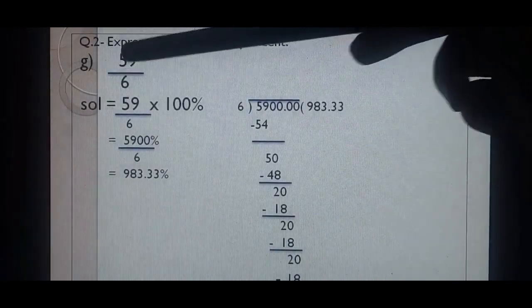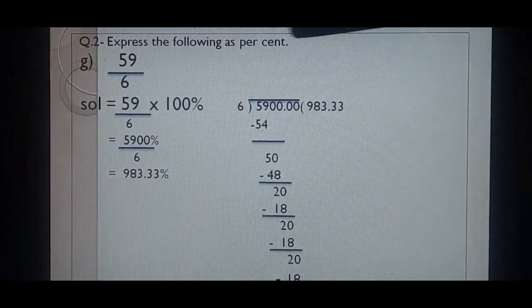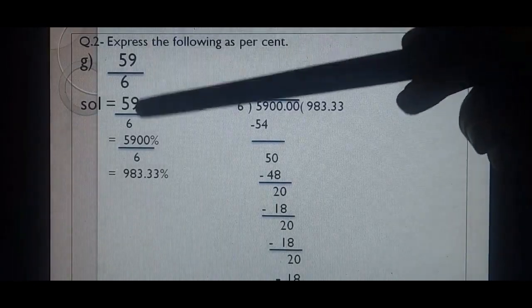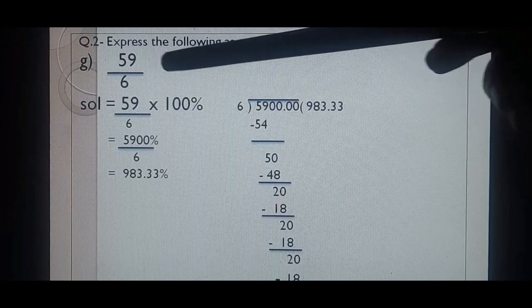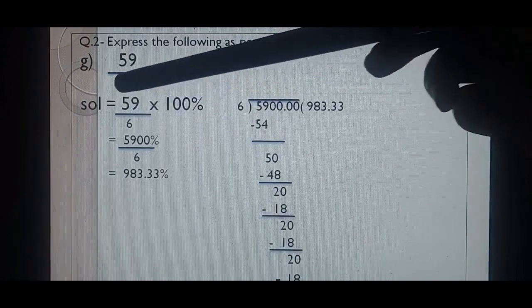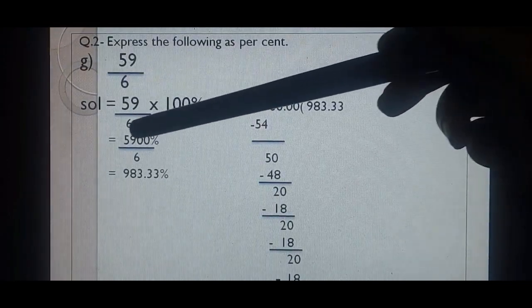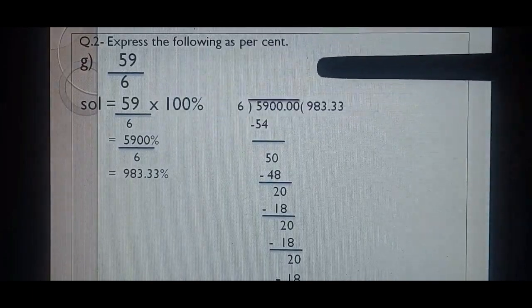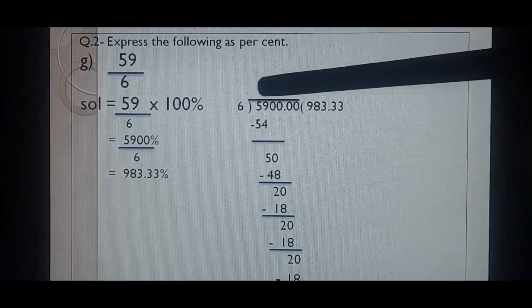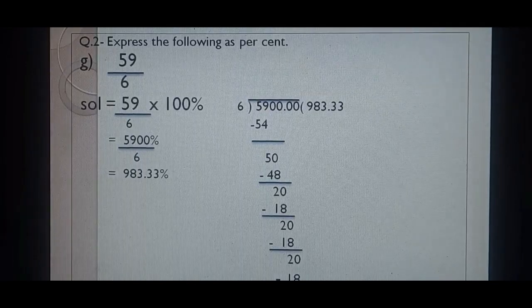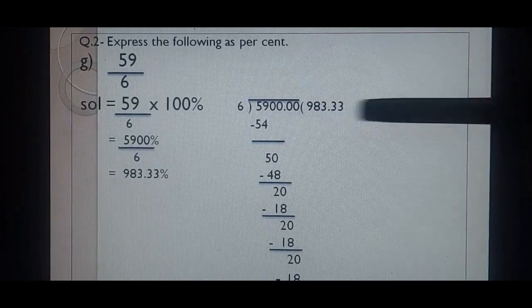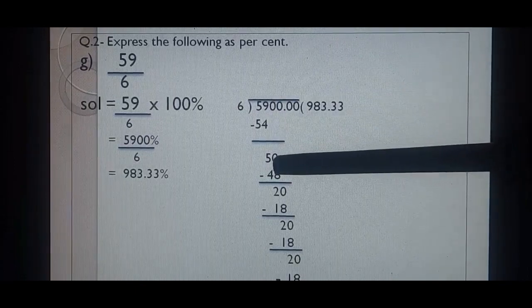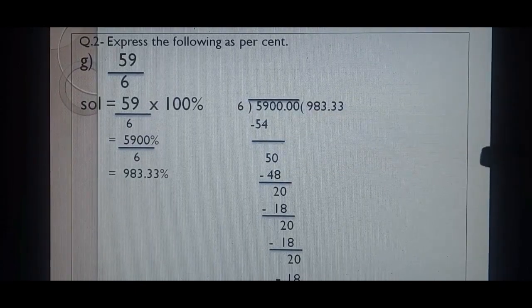Now question number 2, G part. Express as percent 59 upon 6. 59 upon 6 multiplied by 100%. 59 multiplied by 100, 5900 upon 6. Percentage sign will be there. 5900 divided by 6. 6 9s are 54. 9 minus 5, 9 minus 4, 5. 5 minus 5, 0.